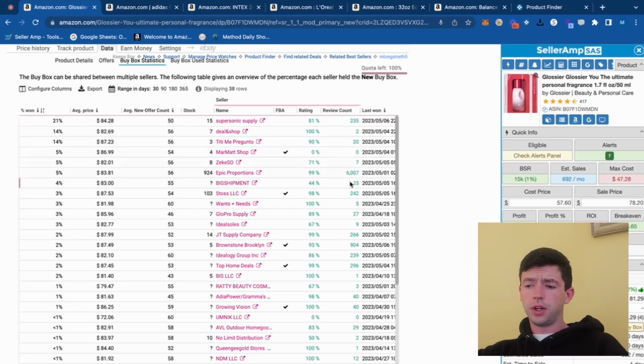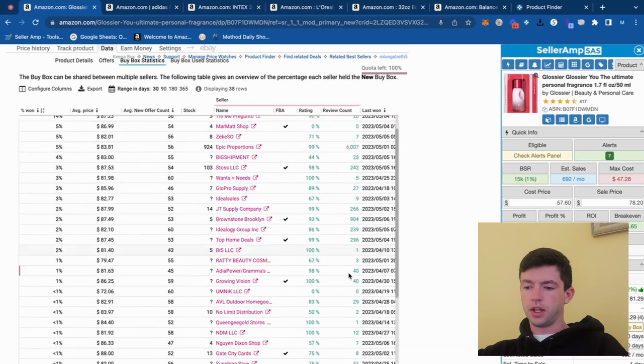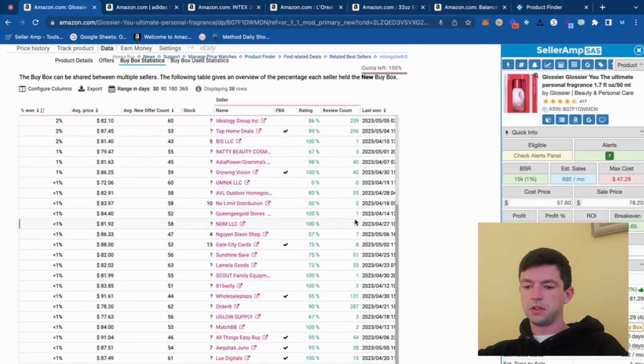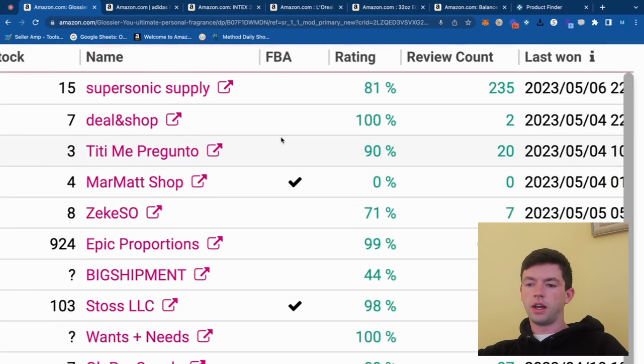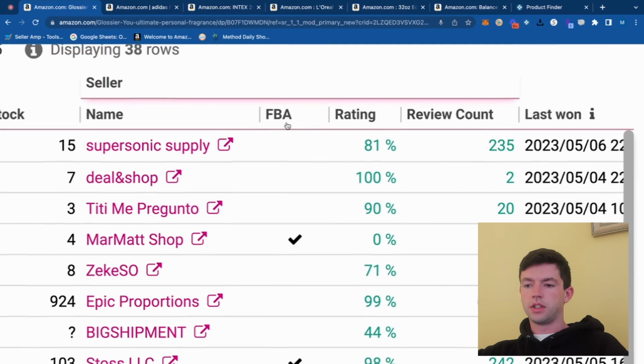We can see this is pretty clearly an online arbitrage product because there's a lot of sellers that don't have tons of reviews right here. Luckily, in terms of getting the buy box, reviews isn't a super important thing, especially for arbitrage where you're competing with a lot of people with low reviews.